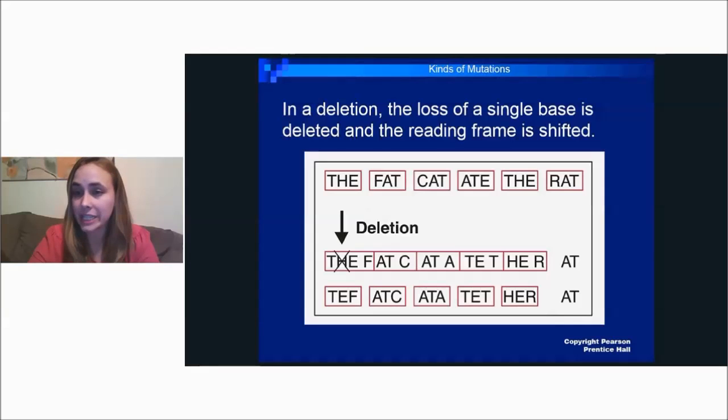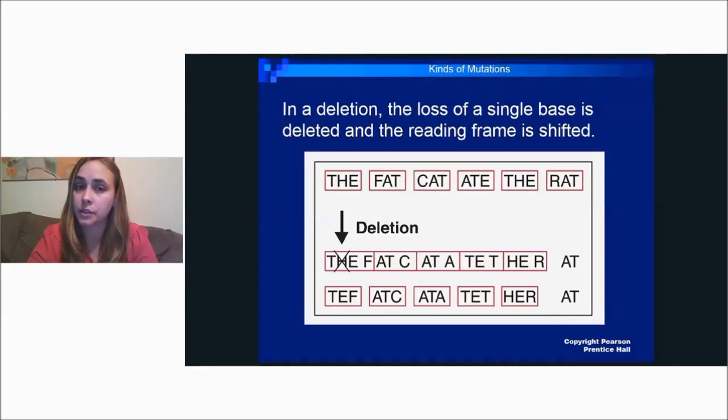So here you have a sentence. The sentence is representing codons. Instead of using the A's, T's, C's, and G's that you have in DNA, it's using just letters from the alphabet to create words that you'll recognize to see how it changes the words.